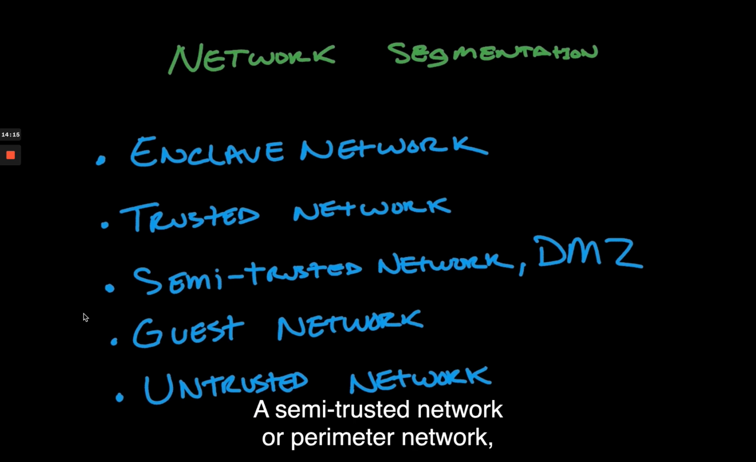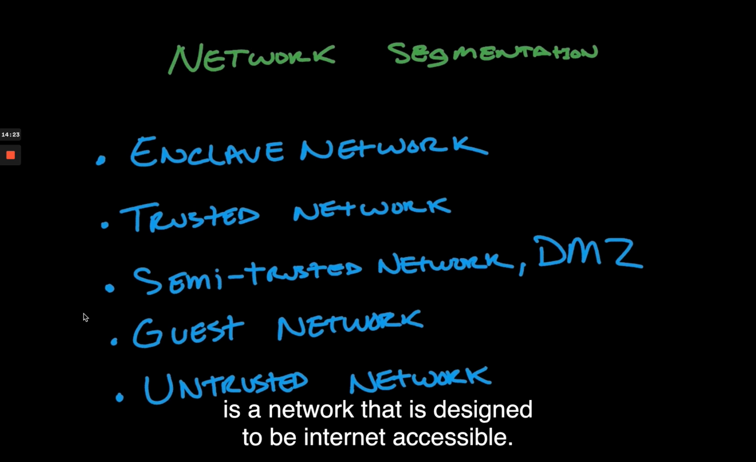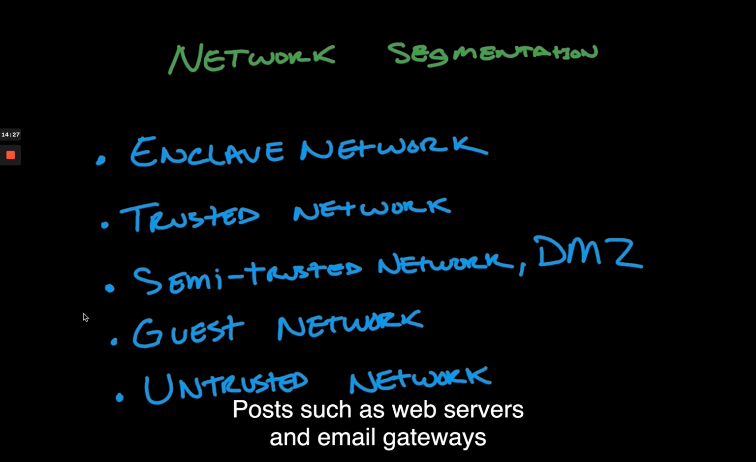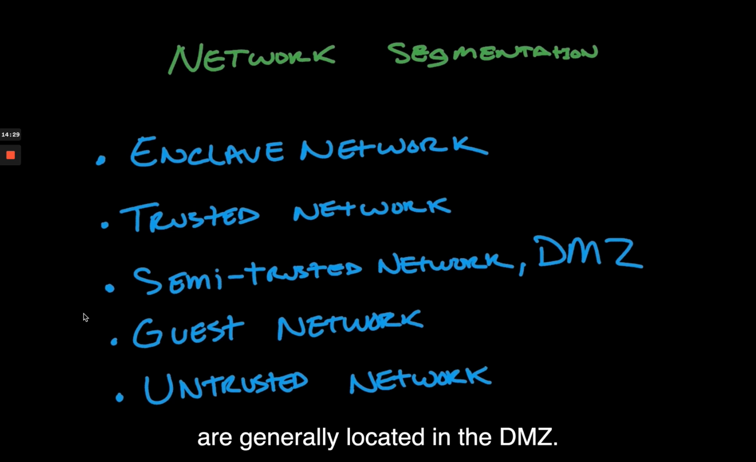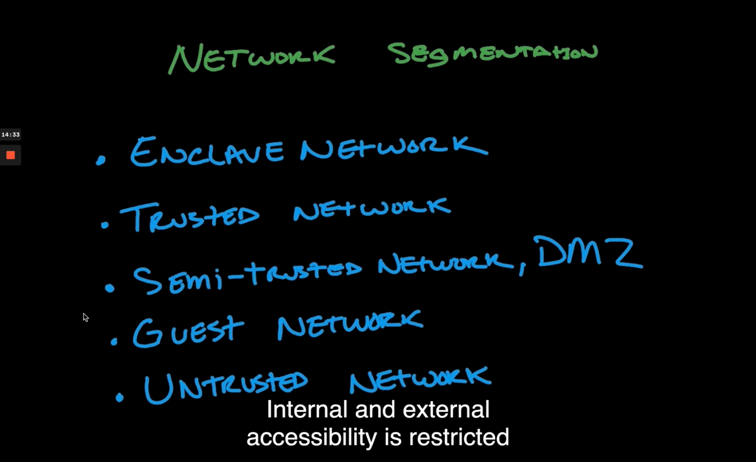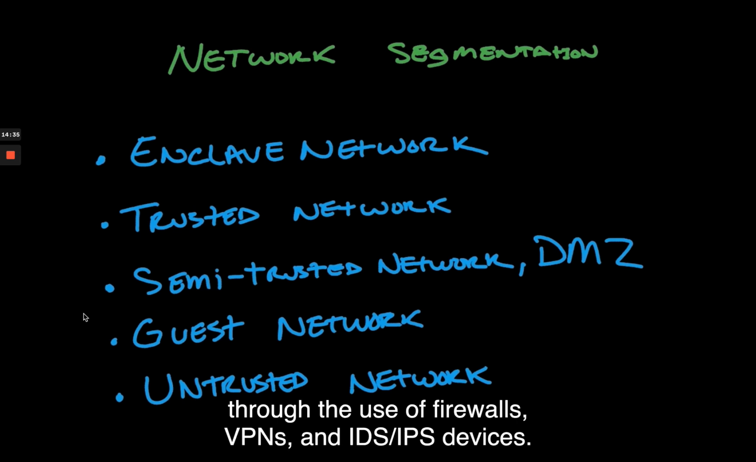A semi-trusted network, or perimeter network, also considered a DMZ, or demilitarized zone, is a network that is designed to be internet accessible. Hosts such as web servers and email gateways are generally located in the DMZ. Internal and external accessibility is restricted through the use of firewalls, VPNs, and IDS/IPS devices.